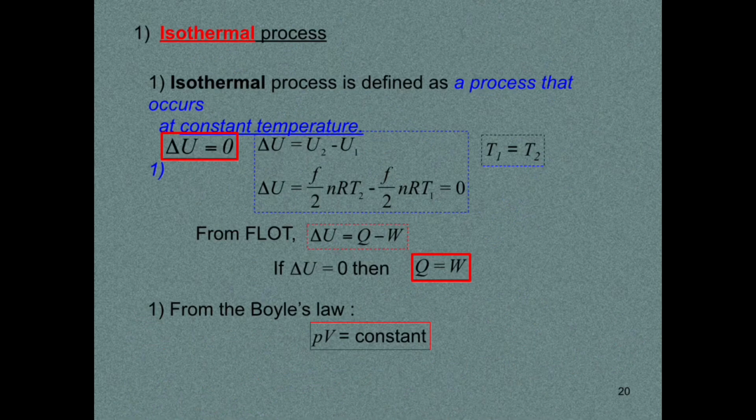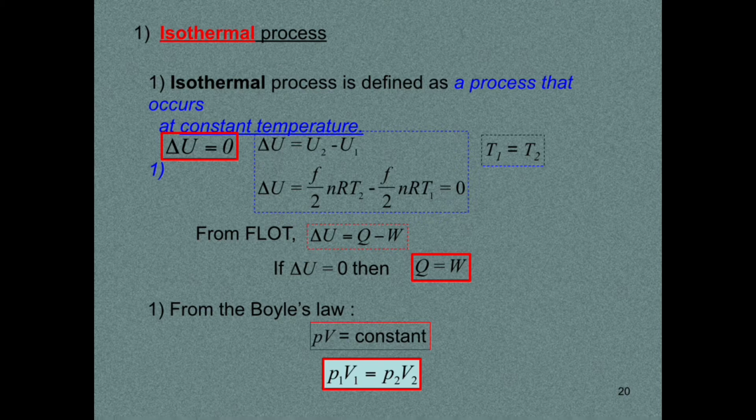Okay. So now we will look at what is isothermal. It is defined as a process that occurs at constant temperature. In isothermal, delta U is equal to 0. Okay, why is it equal to 0? Because T1 is equal to T2, so there is no change in temperature. So when we substitute the value, delta U will be equal to 0.